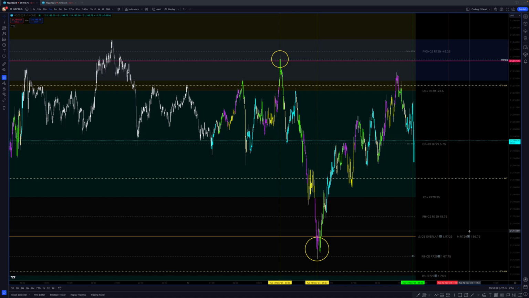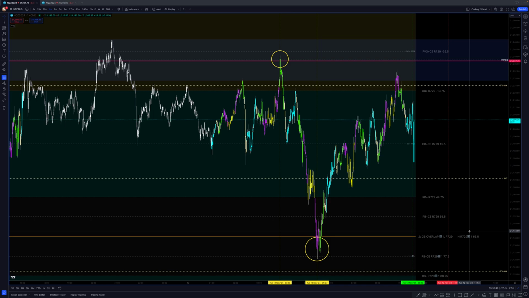That's what that is. The color on the candles, okay, that might be a question that comes up. Color on the candles has to do with time, and ICT always said certain things happen at time and price.